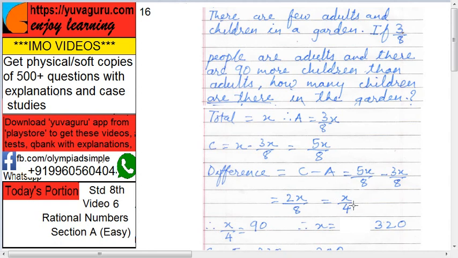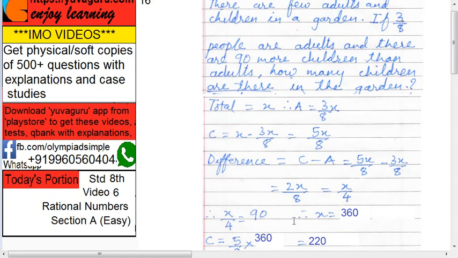But what is given? The difference is 90. So x/4 equals 90. So x equals what? Cross-multiplying, x equals 90 times 4, which is 360.